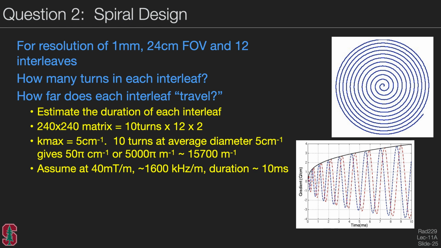Remember that this works because the spiral trajectory is very uniform. It's uniformly covering k-space, and it's more or less circular in a lot of cases here.